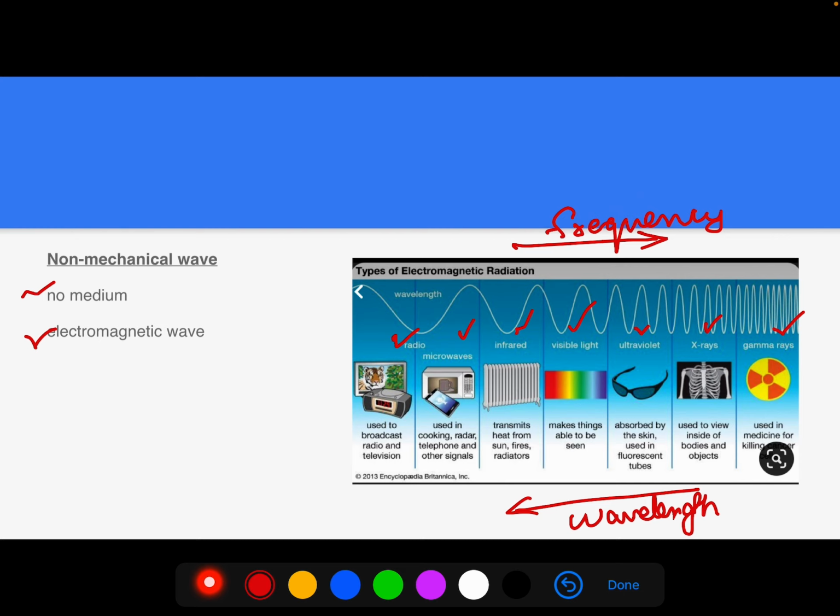Ultraviolet rays are absorbed by the skin and used in fluorescent bulbs. X-rays are used for medical checkups, to view the inside of bodies and objects. And gamma rays are used in medicine for killing cancer, for cancer treatment. Gamma rays are the most penetrating, and these gamma rays can cause mutation.